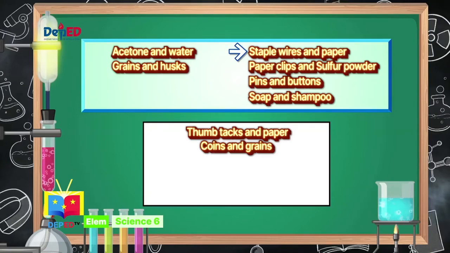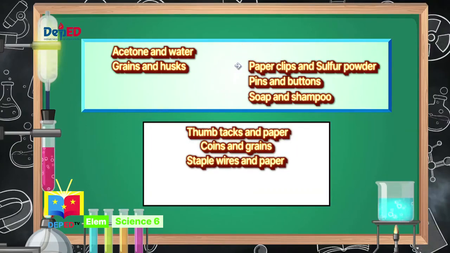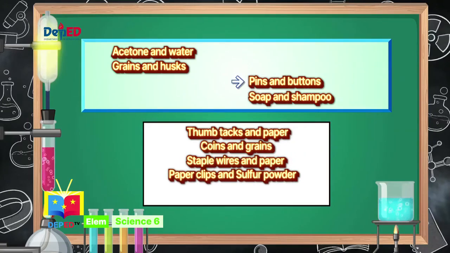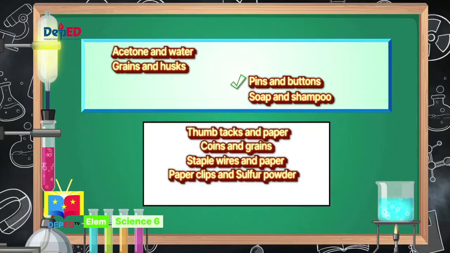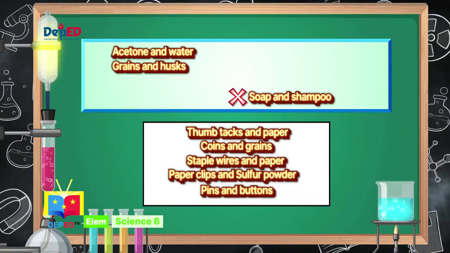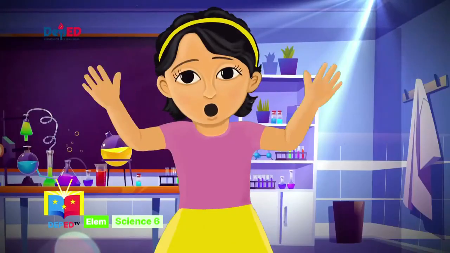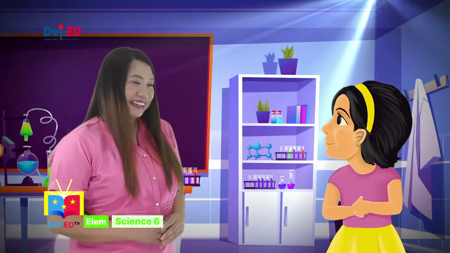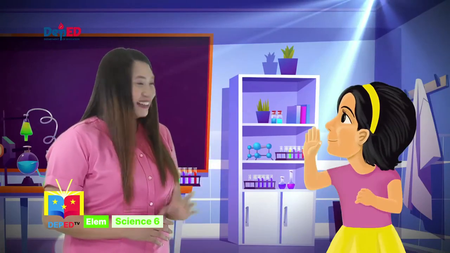Can we separate staple wires and paper by a magnet? Yes, we can. Can we separate paper clips and sulfur powder using a magnet? Yes, we can. Can we separate pins and buttons with a magnet? Yes, we can. Can we separate soap and shampoo using a magnet? No, we cannot. Yay! Thank you so much, science-minded learners. You're welcome, Sissy. Goodbye, Sissy.